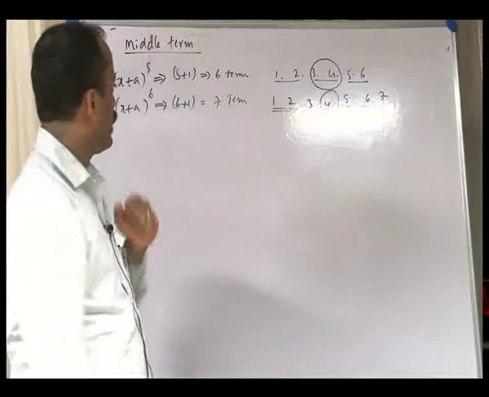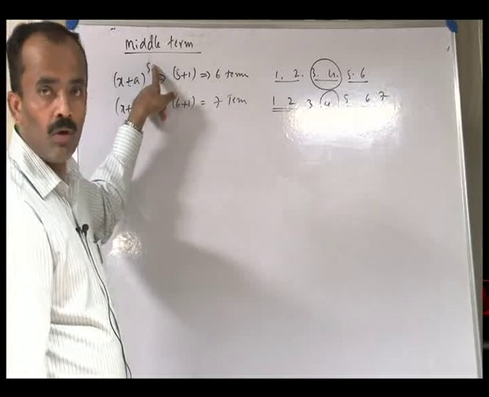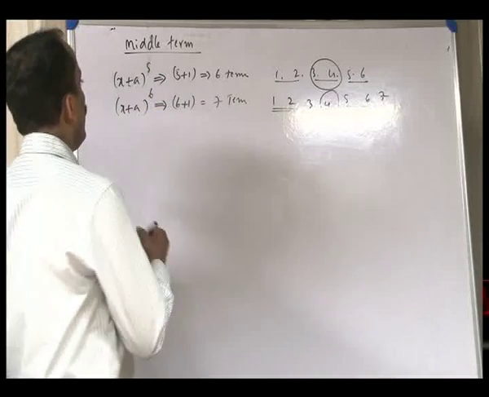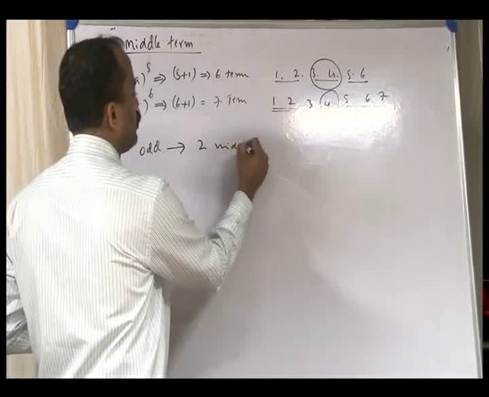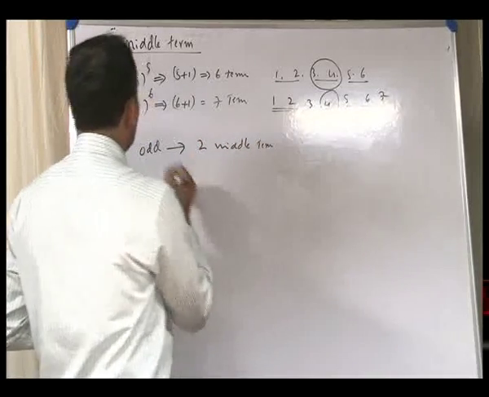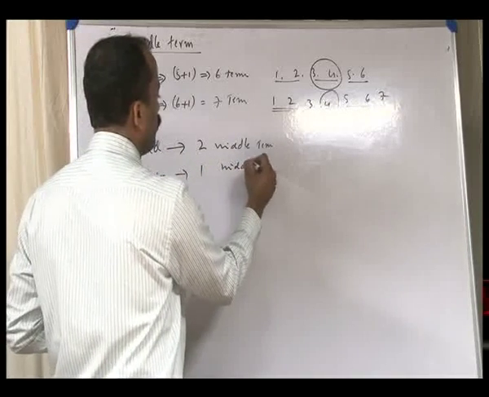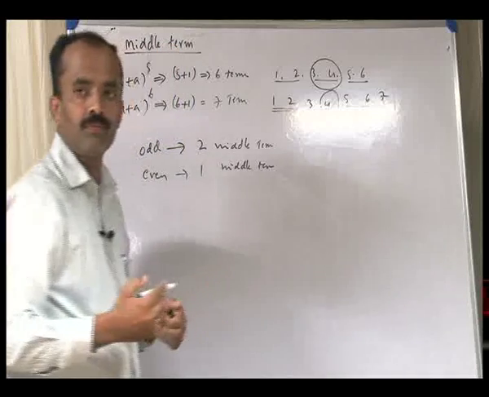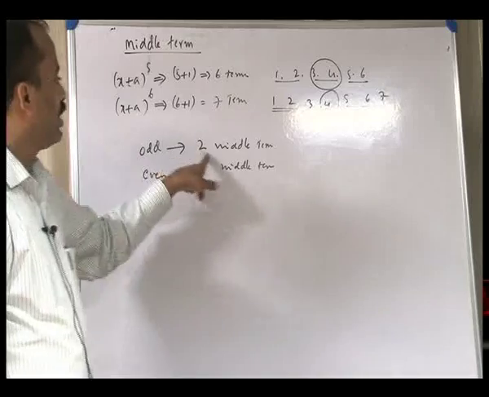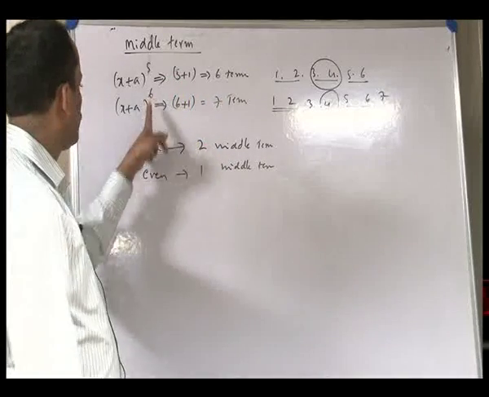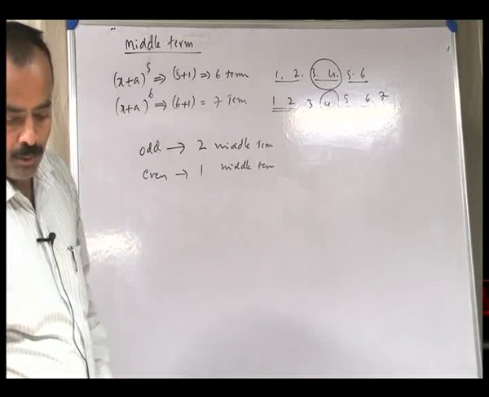Now let us conclude. If the power of an expression is odd, we get 2 middle terms. If the power of an expression is even, we get only 1 middle term, you see. So, if the power of an expansion is odd, we get 2 middle terms. If the power of an expansion is even, we get only 1 middle term.